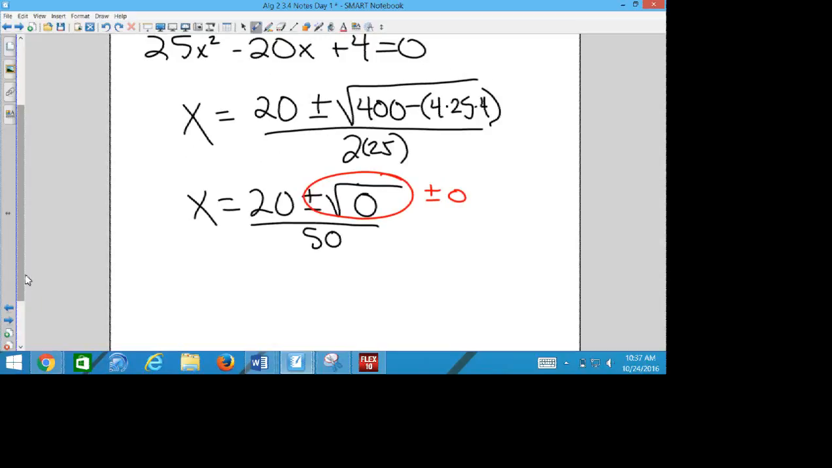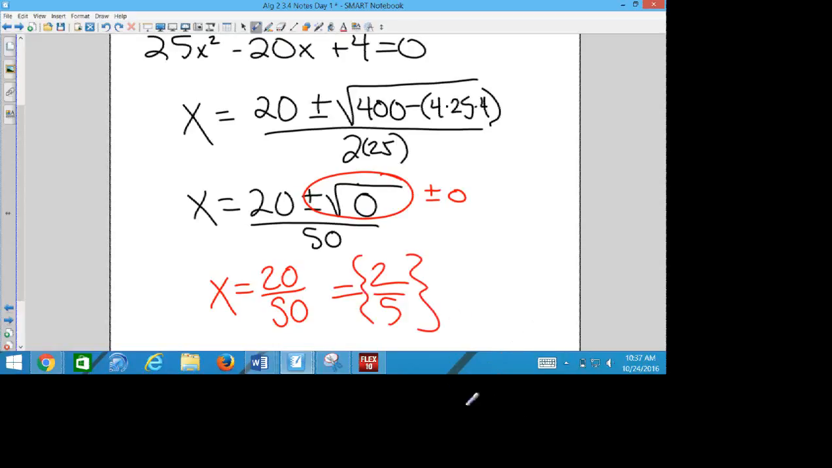Okay. So what I end up having is x equals 20 over 50, because if I add or subtract the square root of 0, nothing changes. This is just 0. And then 20 over 50 does reduce to 2/5. And that would be my only answer. We have one answer. Remember, sometimes we can have one answer.